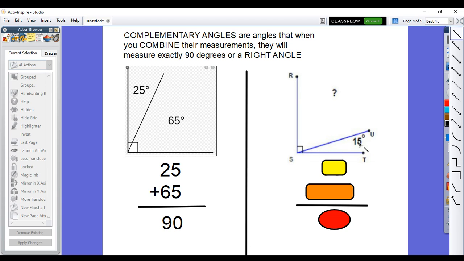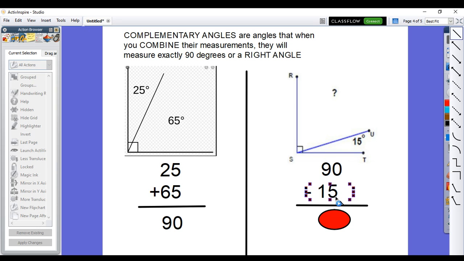We know that RST is going to be 90, and we know we are going to do something with 90 and 15 to get our total or our difference. We don't know yet. So we know that we have the total measurement, and we have part of the measurement. We are trying to find the missing. So are we adding or subtracting? Excellent. We are going to subtract. So we're going to subtract 90 minus 15, and that is going to give you what?